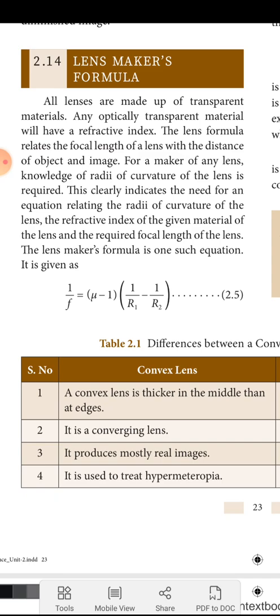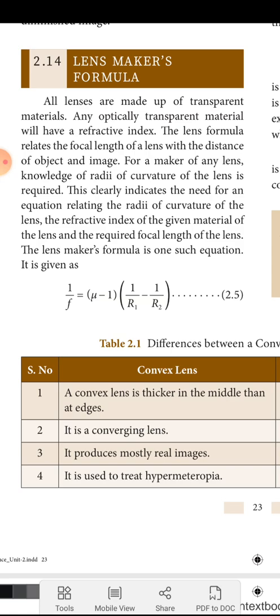So 1 by f is equal to mu, where mu is the refractive index, minus 1, within the bracket, 1 by r1 minus 1 by r2. Okay, this is the formula. You may ask what r1 and r2 are. I said the lens is prepared by joining two spherical surfaces. So the two spheres will have the radii r1 and r2. Is it clear to you?